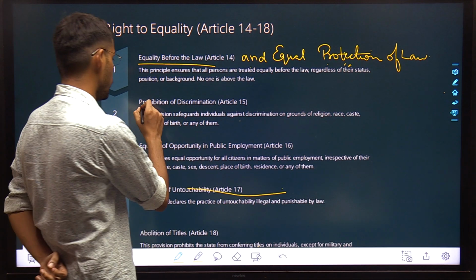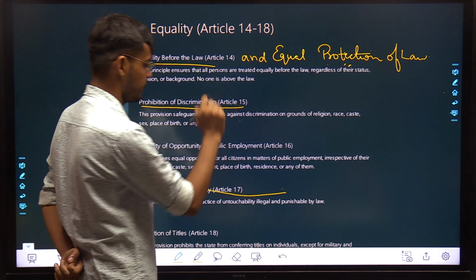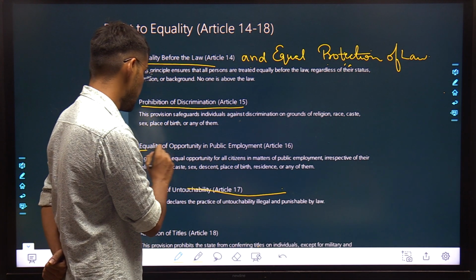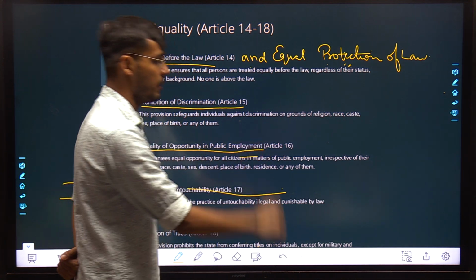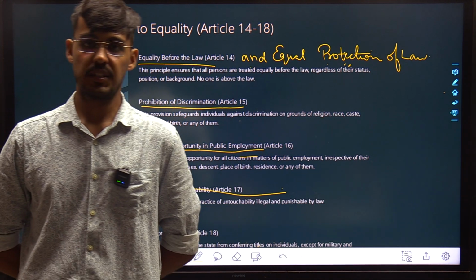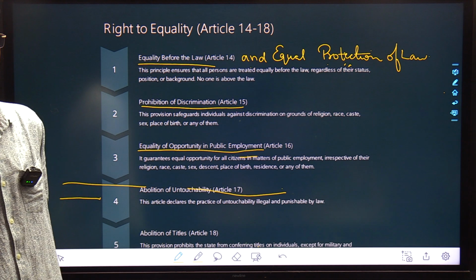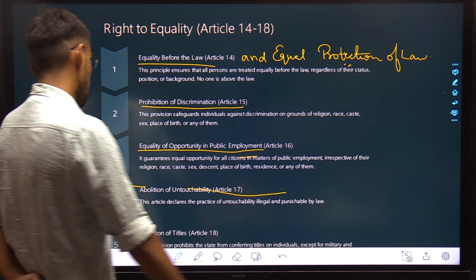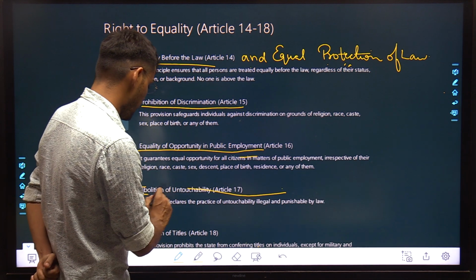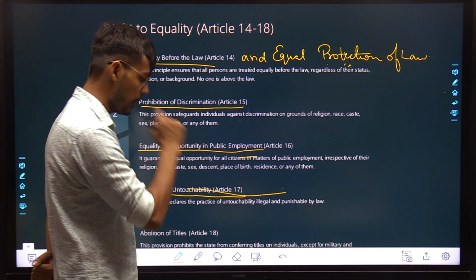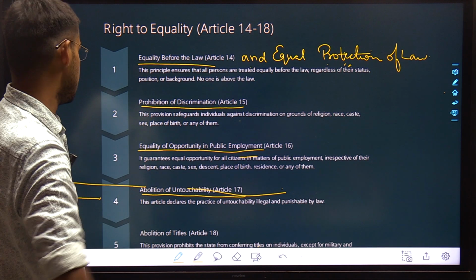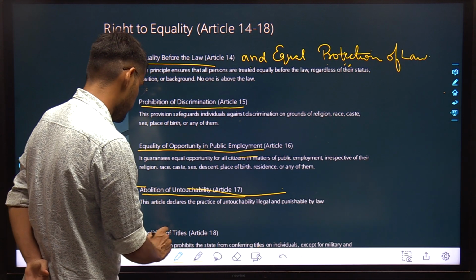Article 15 talks about the prohibition of discrimination. Article 16 talks about equality of opportunity in matters of public employment, with regard to jobs, especially government jobs. There is an equality of opportunity in government jobs for everyone. Article 17 talks about abolition of untouchability. We are going to discuss this in detail. Article 18 talks about abolition of titles.